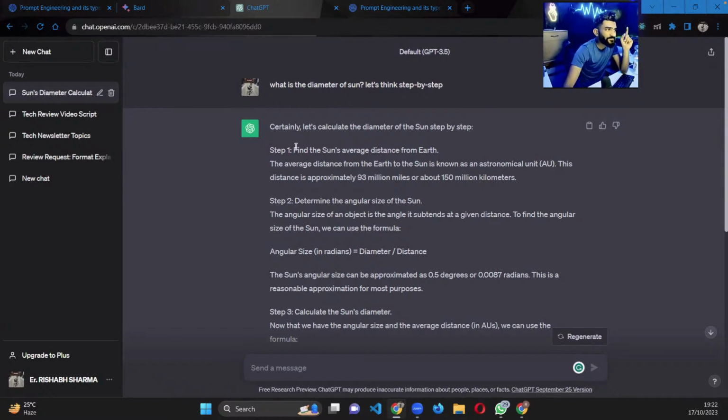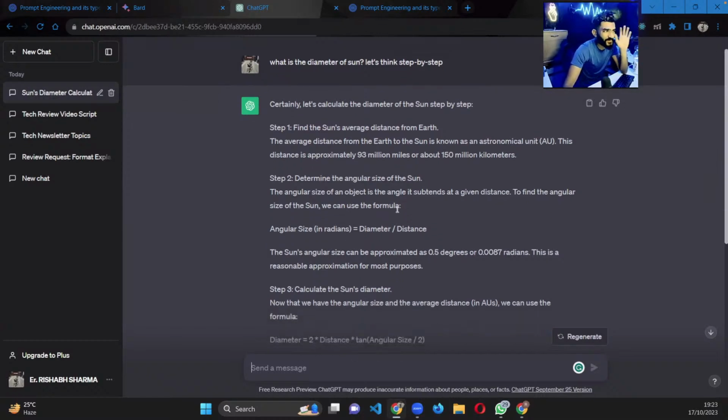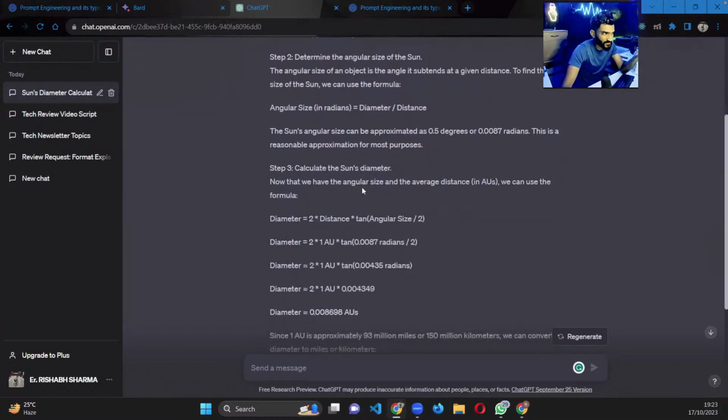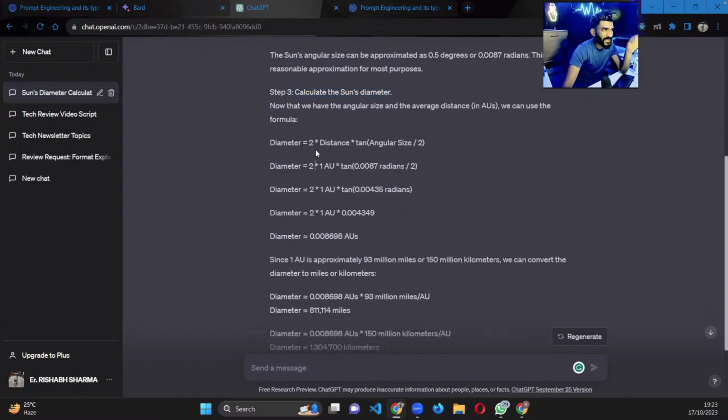Step 1 is find the sun's average distance from the earth. The average distance from the earth to the sun is known as the astronomical unit. Step 2, determine the angular size of the sun. Step 3, calculate the sun's diameter. So diameter is equal to 2 times the distance times tan of theta, the angular size, divided by 2.